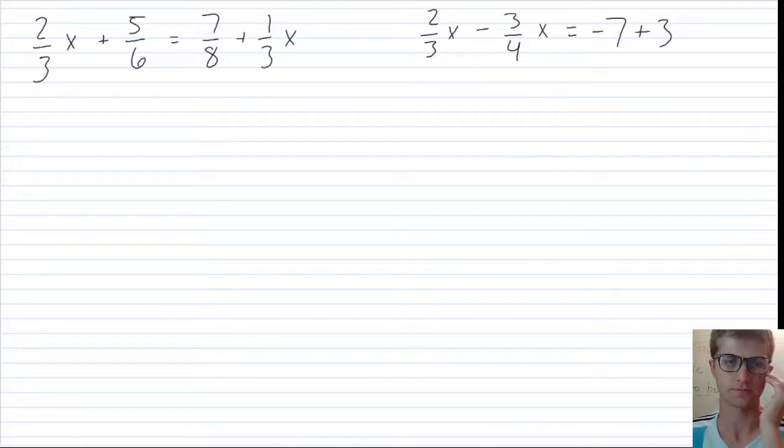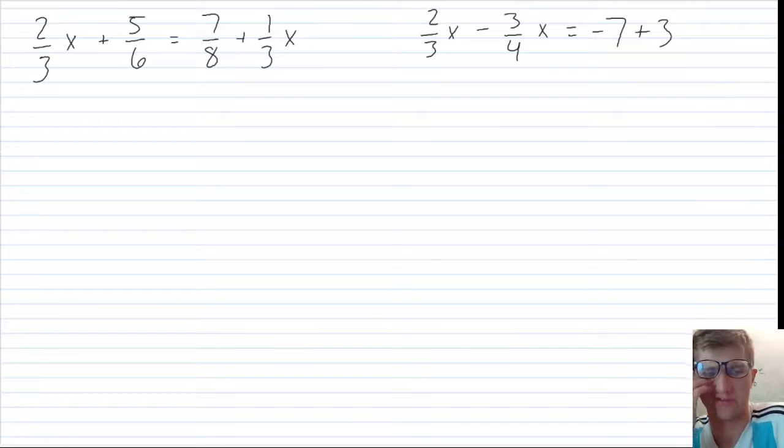Great. 2 over 3x plus 5 over 6 equals 7 over 8 plus 1 over 3x. Great. We got lots of fractions in this one. So what are our denominators? 3, 6, 8, and 3. So really 3, 6, and 8. And we want to know what the least common multiple between all these are.